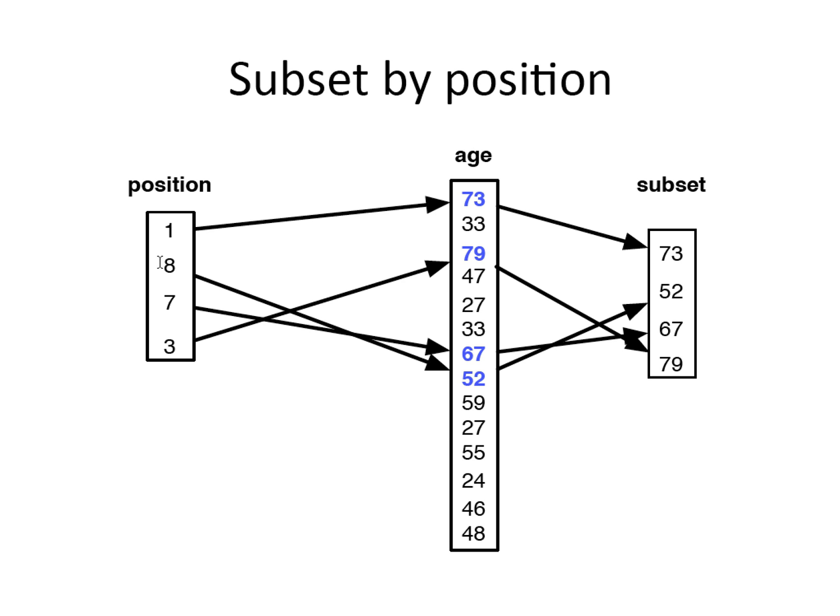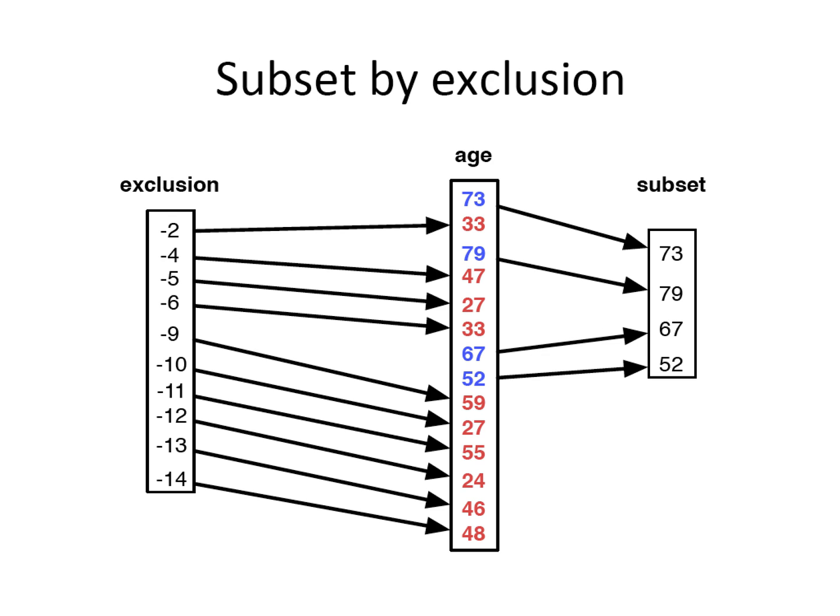So if I requested 1, 8, 7, 3, that's, again, 73, but then 52, 67, 79, and notice that it comes out in the order that you requested it, 1873. So R thinks you're the boss, tries to do what you want, right? It's not controlled necessarily by the indexing that was in the vector that you're querying.